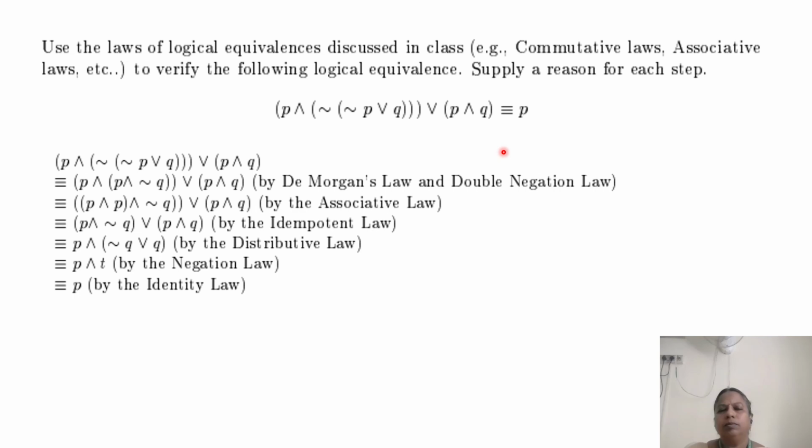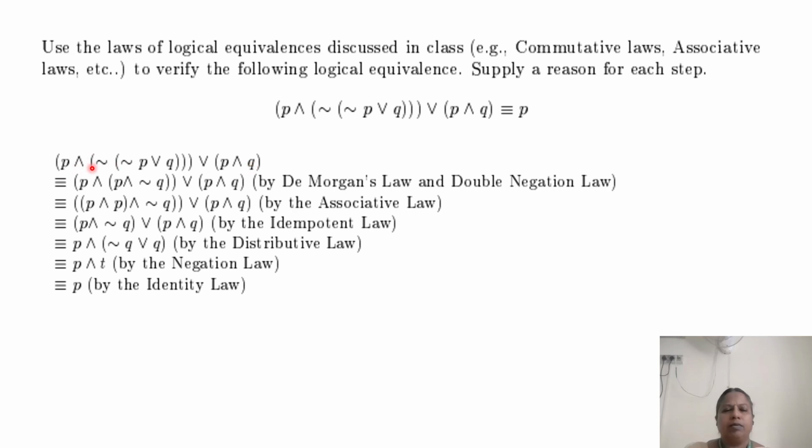Another problem, use the laws of equivalence. Prove the following: P ∧ ¬(¬P ∨ Q) ∨ (P ∧ Q) is equivalent to P. Right? So let us consider the left hand side: P ∧ ¬(¬P ∨ Q) ∨ (P ∧ Q).